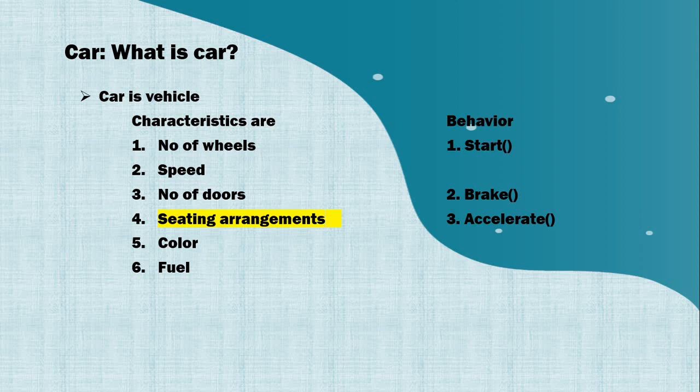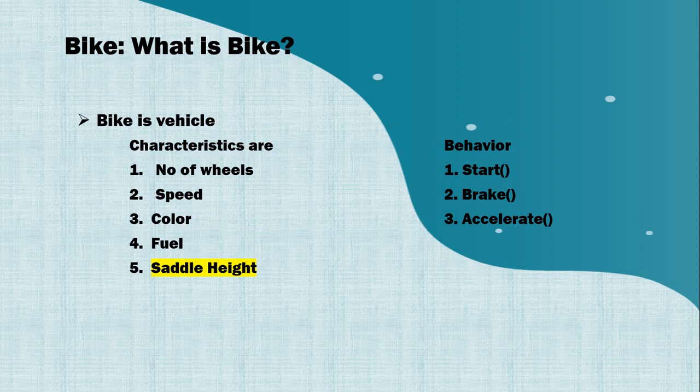The next one is bike. So what is a bike here? A bike is a vehicle. Its characteristics are like number of wheels, speed, color, fuel, and saddle height. And its behavior will be start, brake, accelerate.